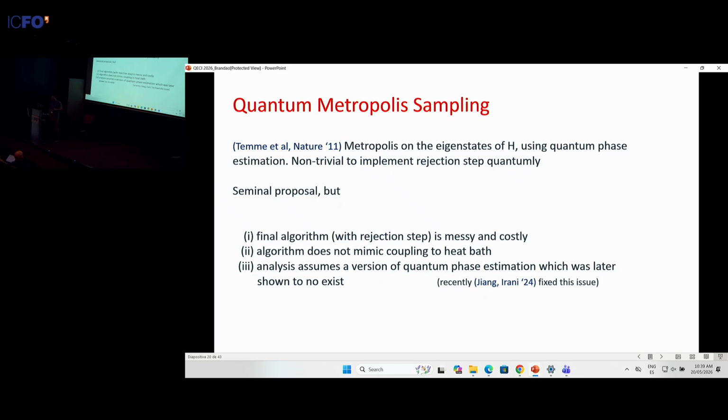Then more recently, I guess two years ago, Jiang and Irani were able to come up with a new version of this result by Temme where they fixed this issue. So there is now a fully rigorous version of this algorithm that works. But it's still these first two points, I think it's something to have in mind about it.